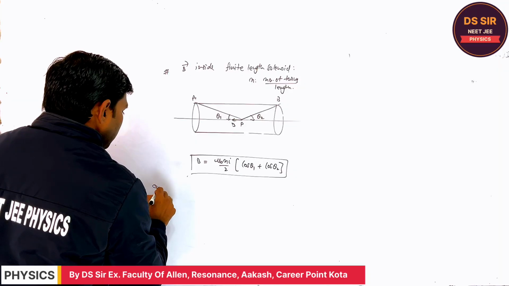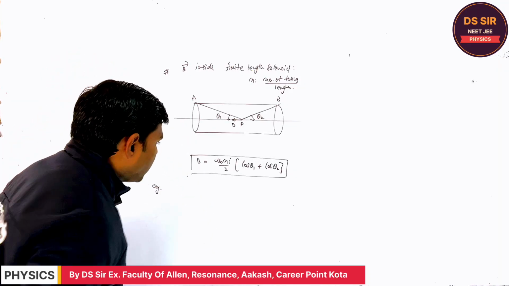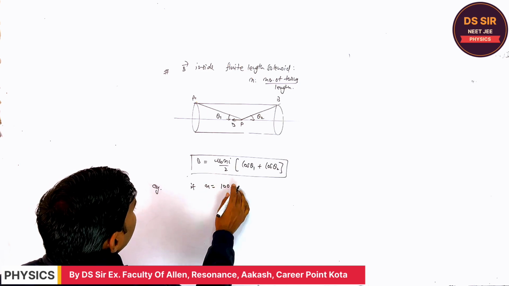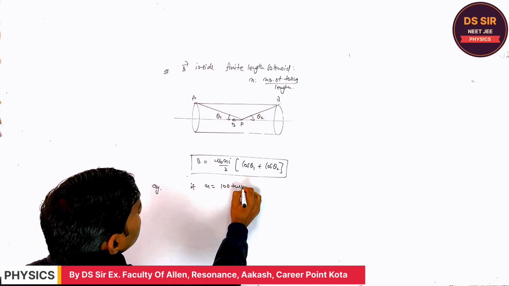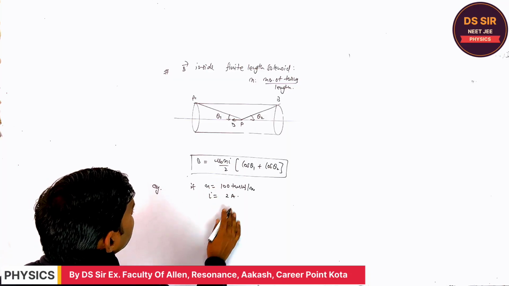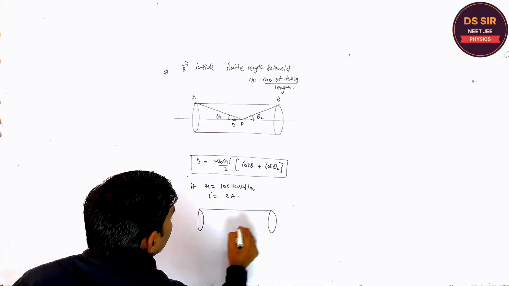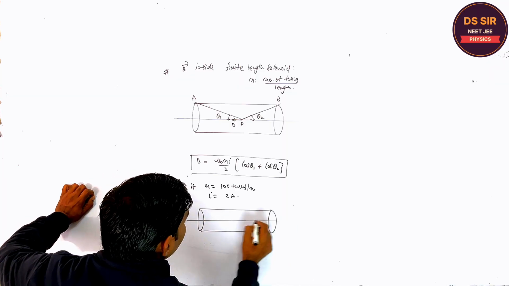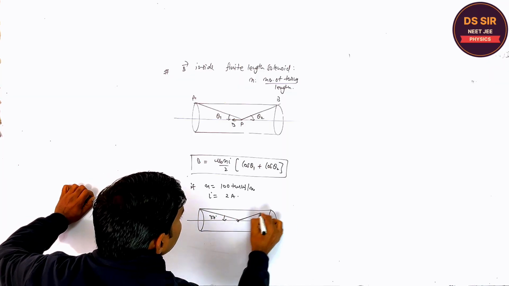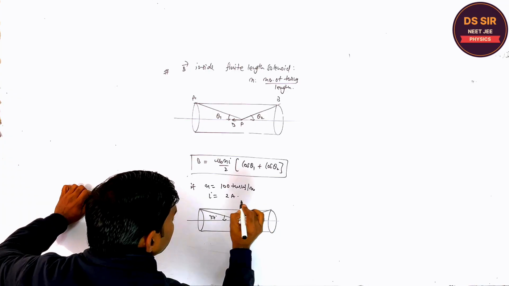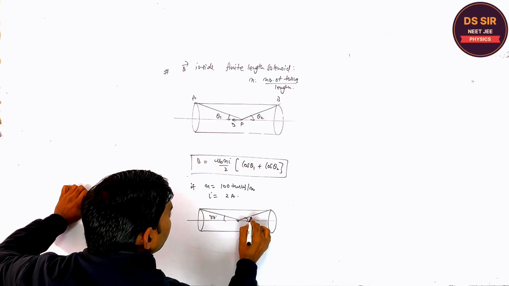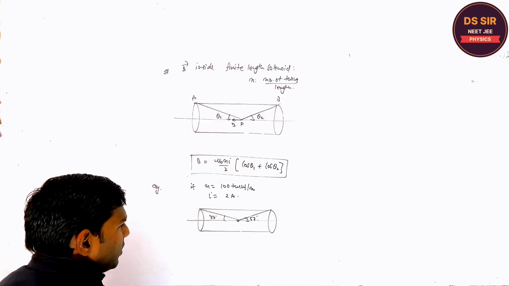For example, I'm giving you an example. Suppose the number of turns per unit length is 100 turns per meter, and the current I is 2 ampere. This is the solenoid, and this is the point where you have to find the magnetic field. Suppose this angle is 37 degrees and this angle is 53 degrees. Are you getting or not? Is it clear or not?